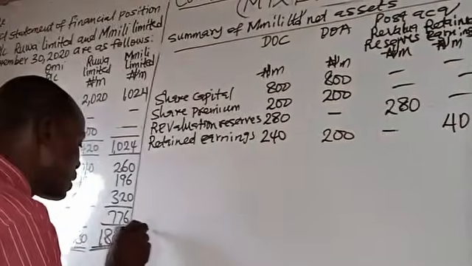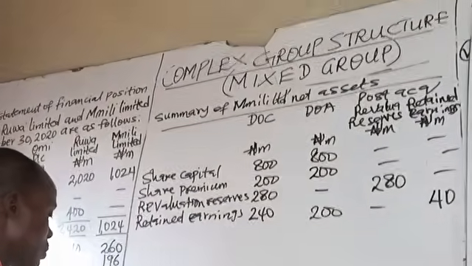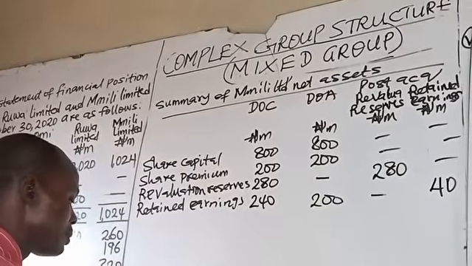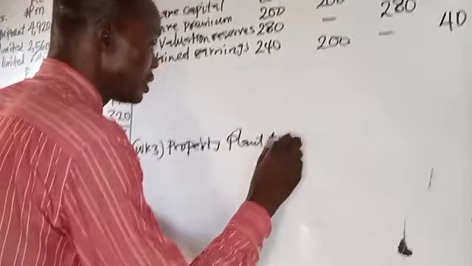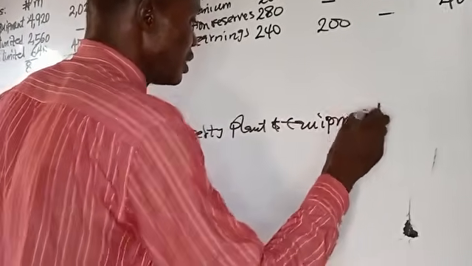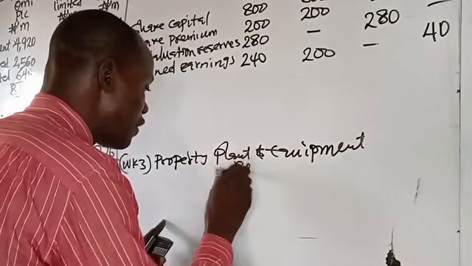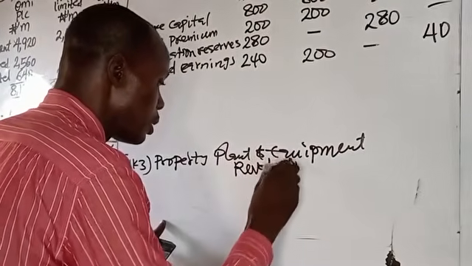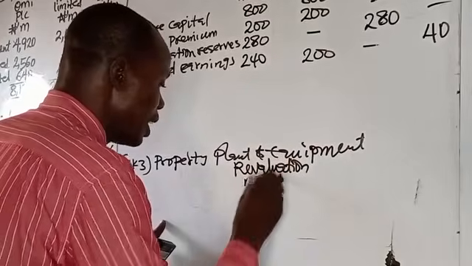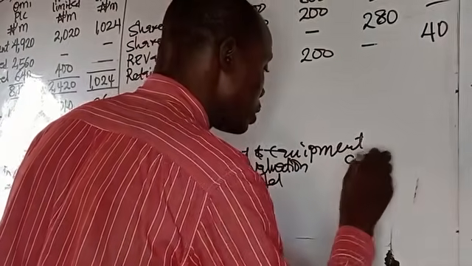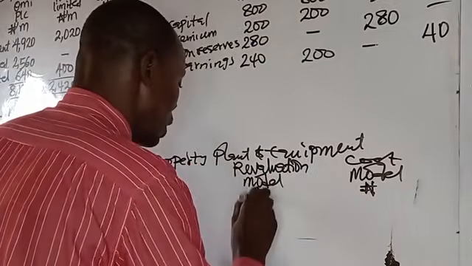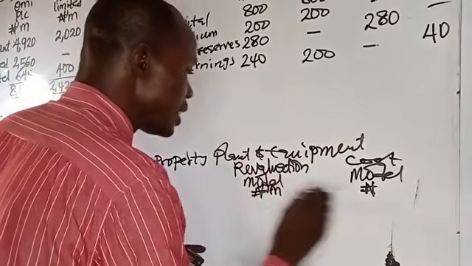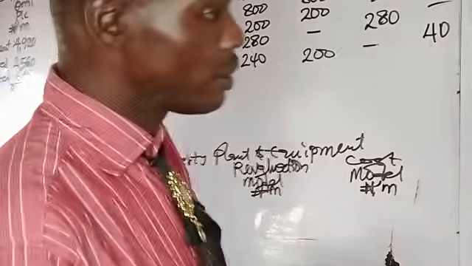to cost model now, let's have property, plant, and equipment. Let me say working 3. Property, plant, and equipment. The entity were using revaluation model before. And the entity has now migrated to cost model. The assets were acquired when?